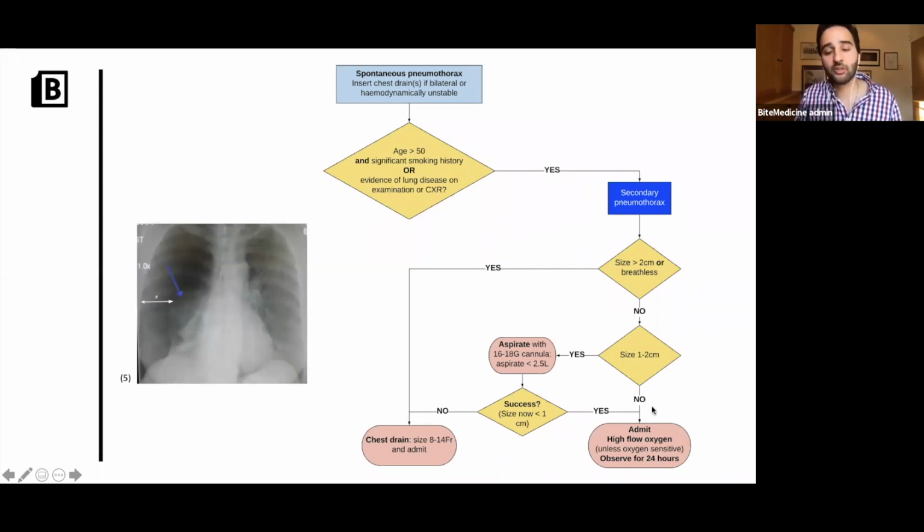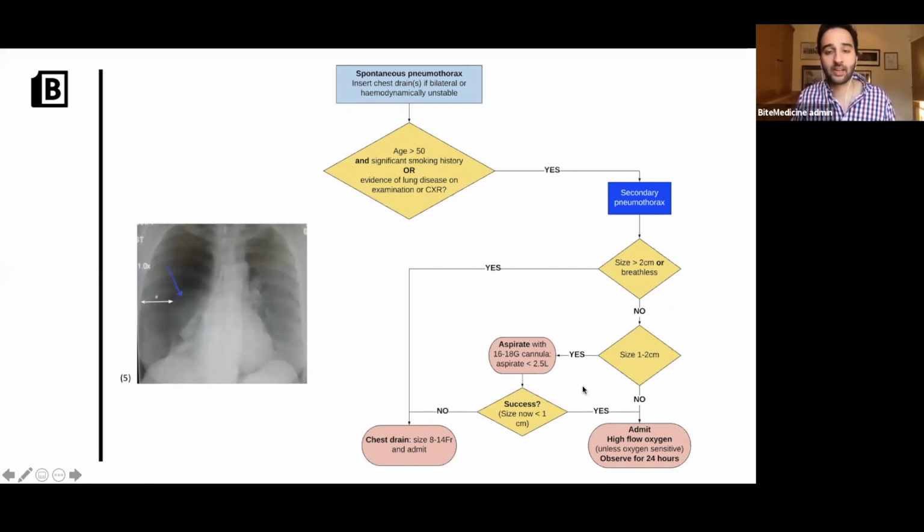If it is successful, you're still going to admit them. Often they'll need high flow oxygen, and you're going to observe them. And obviously if it's not between 1 to 2 centimeters, then you're also going to admit them. So essentially, the golden rule with a secondary pneumothorax is all patients are going to need to be admitted, but you just need to think, are you going to aspirate? Are you going to put a chest drain in? Or are you just going to monitor them?